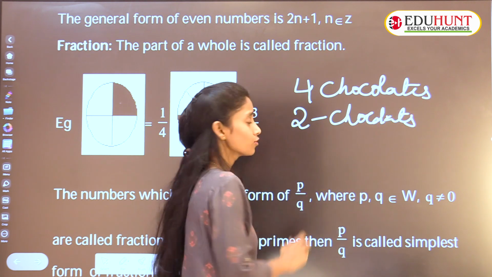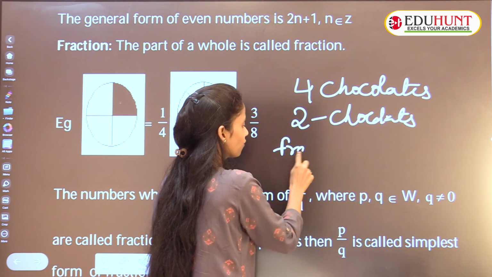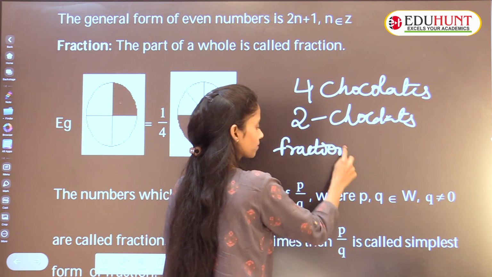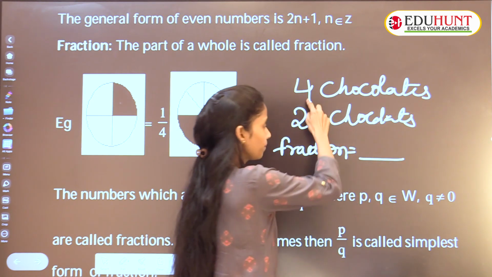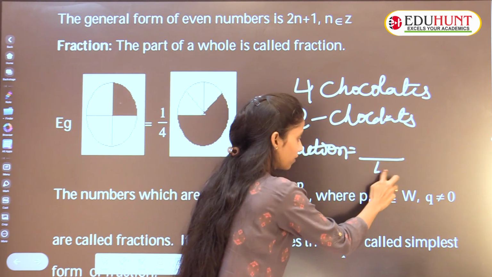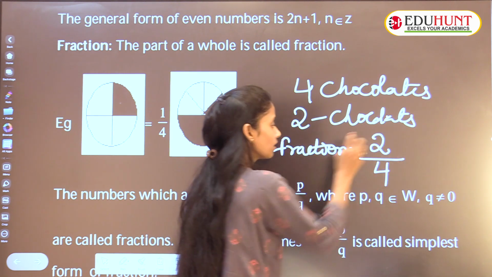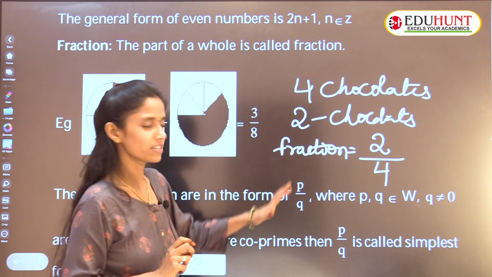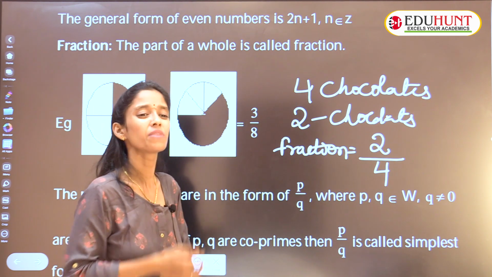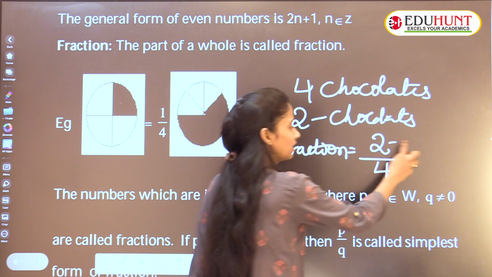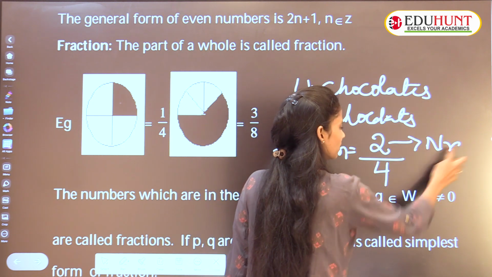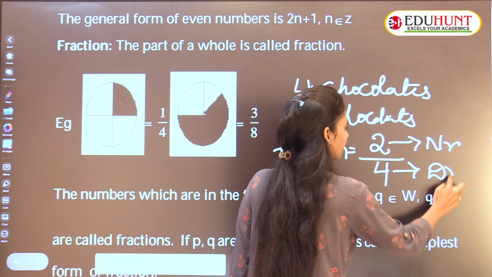Okay. So, a fraction itself has a formula. How many parts do you have in total? 4. That you always have to write in the denominator. The upper one, how many you used, that you have to write. Here the fraction formula will be P by Q. The upper one is the numerator, the lower one is the denominator.